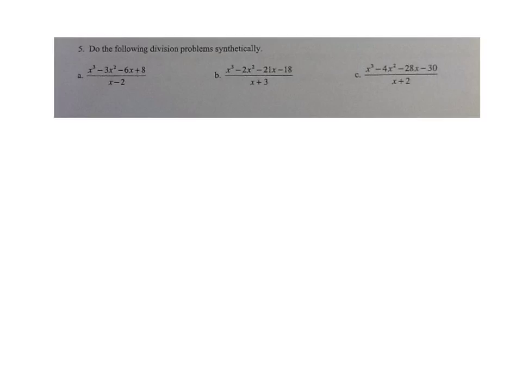So for A, I'm going to write 2 outside my division bar because I took the x minus 2 and asked myself, when is that equal to 0? Well, when x equals 2. Then I pull the coefficients off of each of those terms. So 1, negative 3, negative 6, and 8.